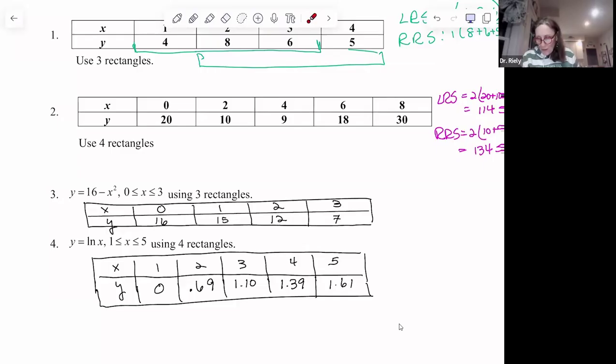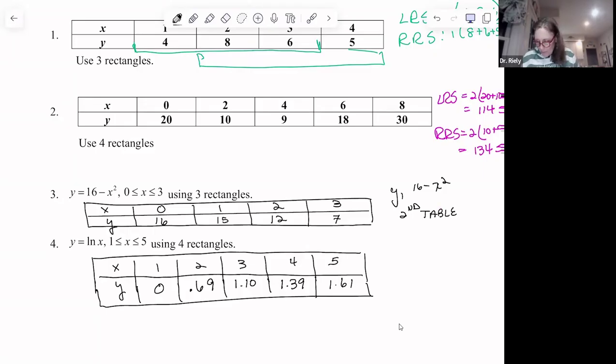So either way works. If you have a graphing calculator, you can go into y1 and put in 16 minus x squared, and then you would go to second table, and then you could find the y values that go along with the x, or do it by hand.